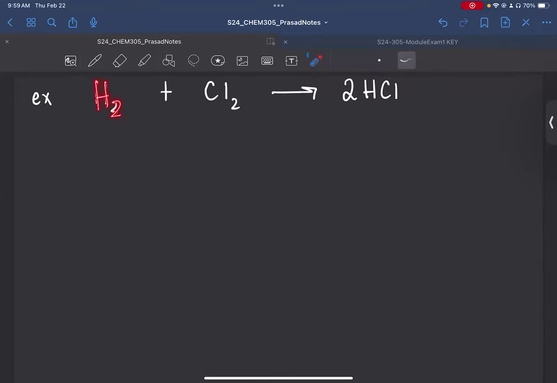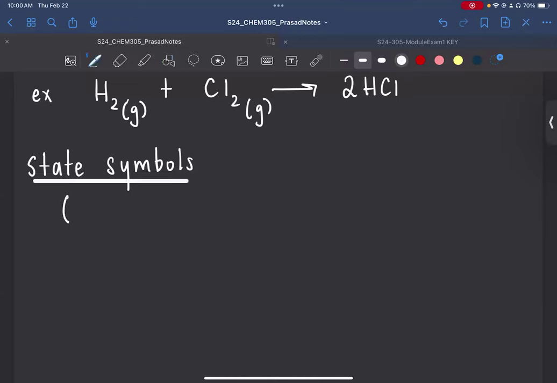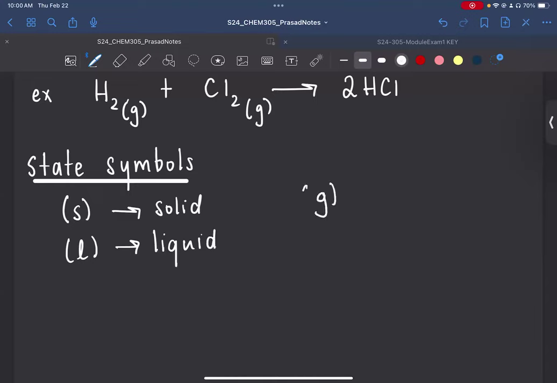H2 is hydrogen gas. Does anyone want to take a guess what the state for hydrogen gas is? Gas. That is represented as G in brackets. In the same vein, chlorine is also a gas. Therefore, it is G as well. These are what are known as state symbols. In no particular order, they are S for solid, L for liquid, G for gas, and a new one, AQ. This is aqueous.